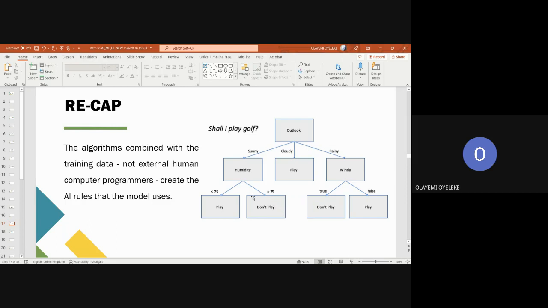you'll be happy for that, and you will trust the model more and more with making decisions for you. So that is how machine learning works under the hood. They learn from training data, and by doing that learning, they create AI rules.